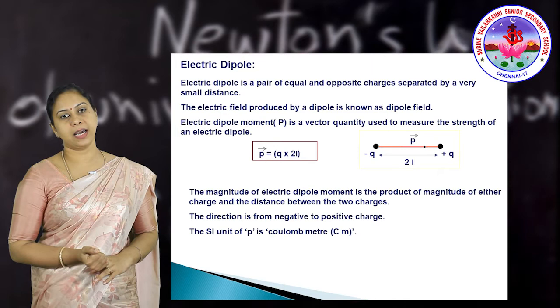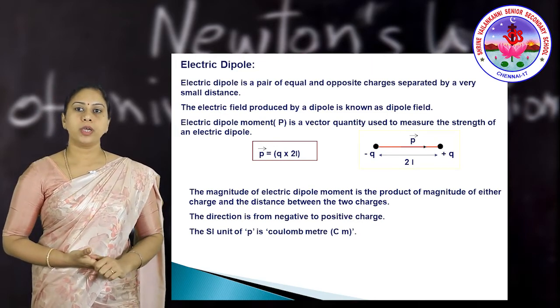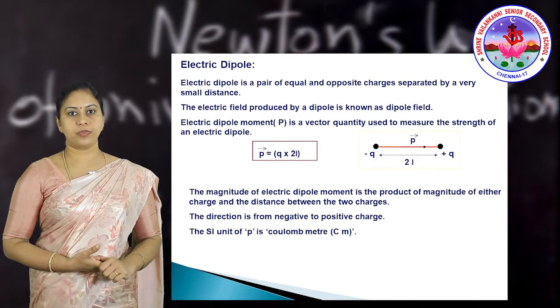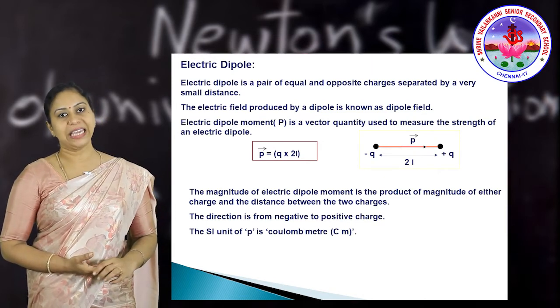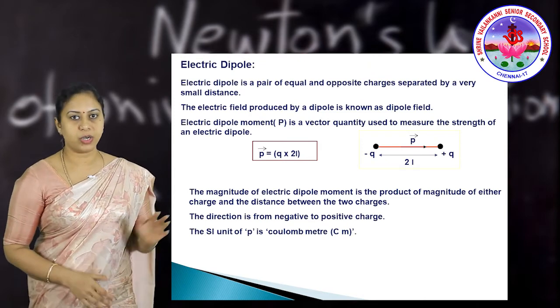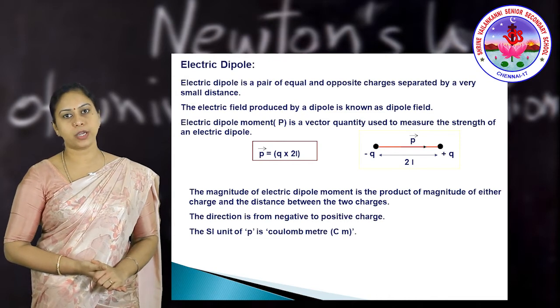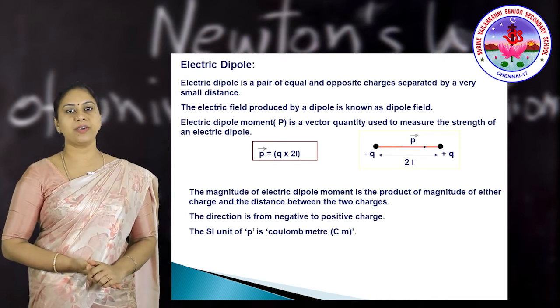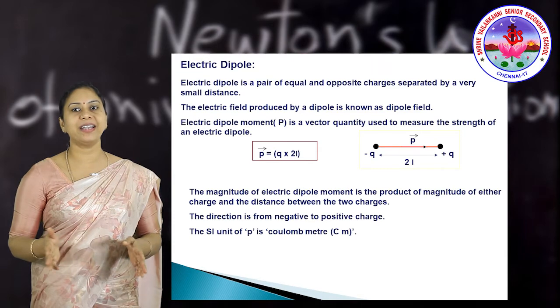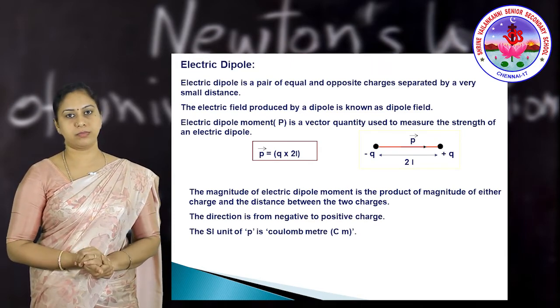So, the electric dipole moment P vector is equal to Q into 2L. That is, a pair of equal and opposite charges separated by a distance. You are seeing the diagram on the screen: the dipole with minus Q and plus Q, equal and opposite charges separated by a distance. The distance we have taken here is 2L from the origin.